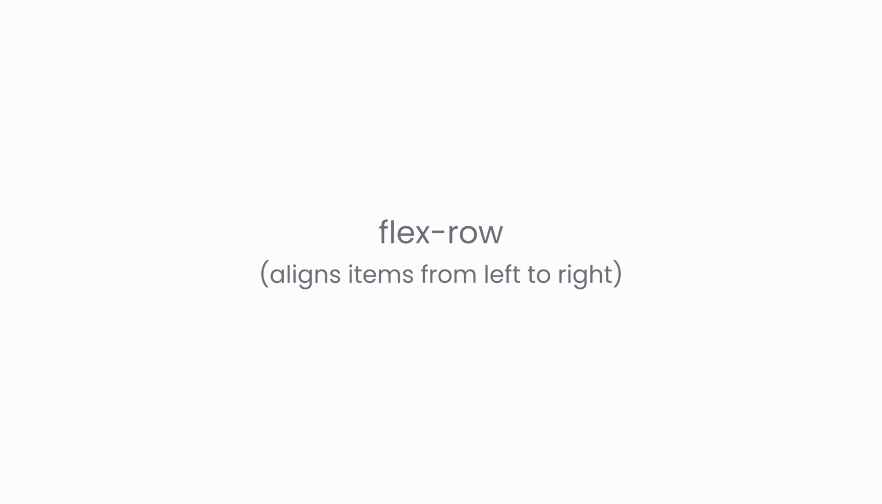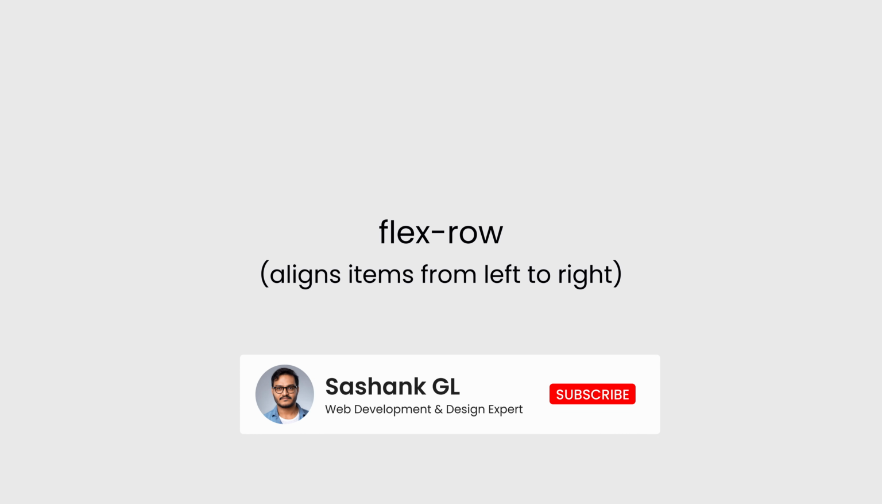The first one is Flex Row. It aligns items in a horizontal row from left to right. This is the default behavior, so even if you don't specify Flex Row, items will still align in a row from left to right. Let's see an example.